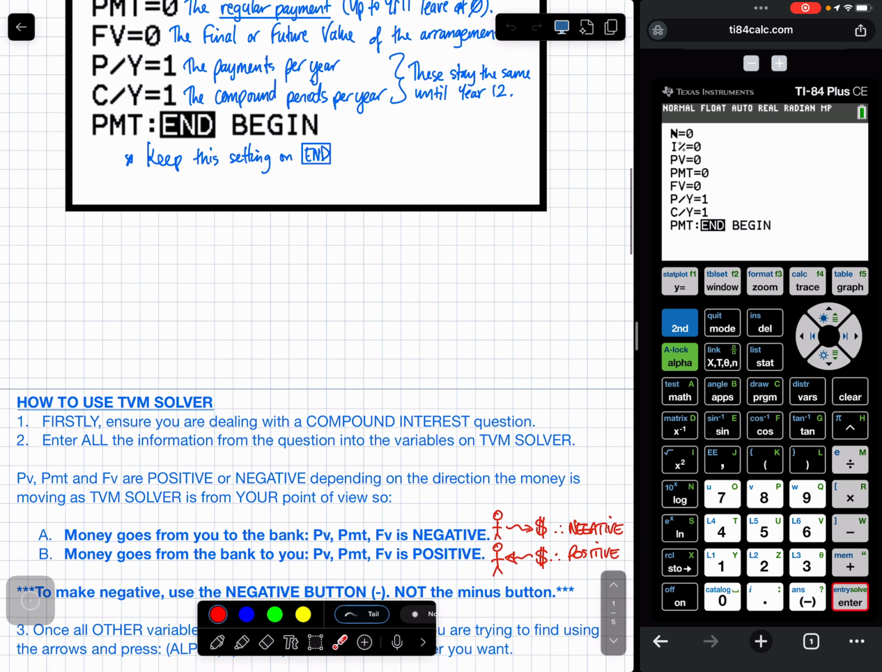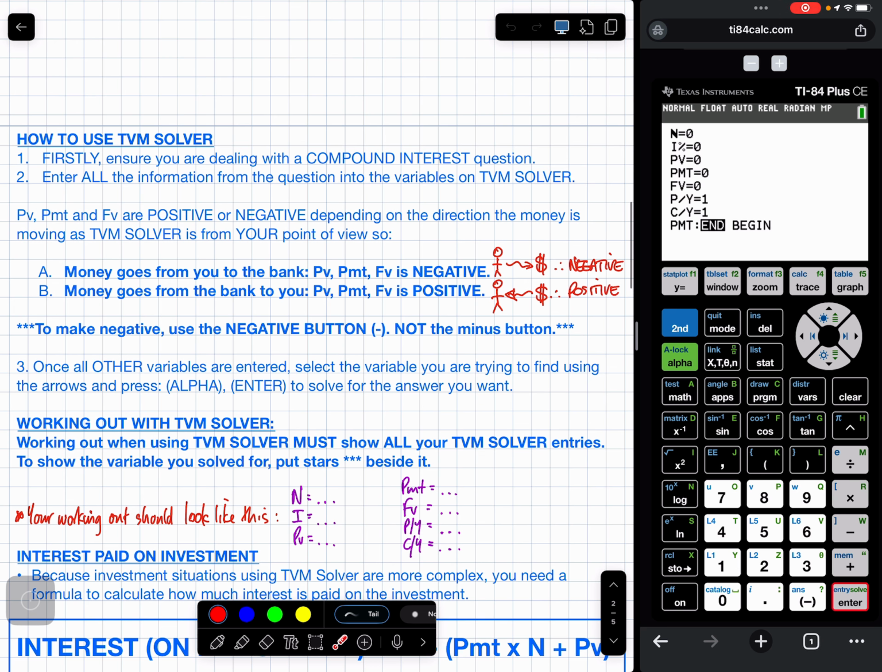I need to show you how this works. So how do you use TVM Solver? Firstly, it only works for compound interest. If it's simple interest, do you remember the formula for simple interest? What was it?